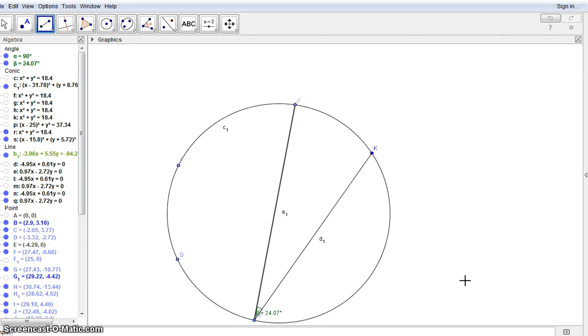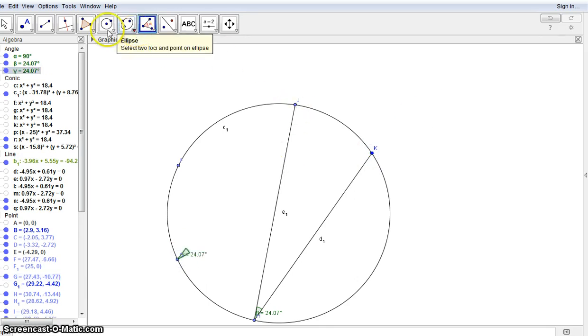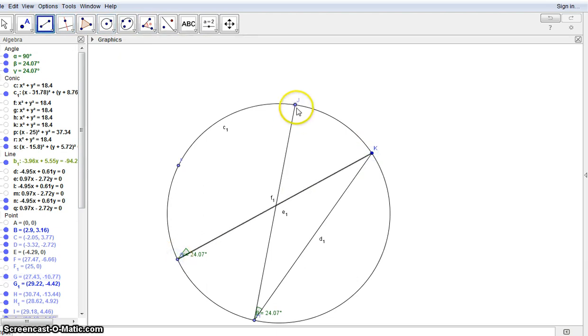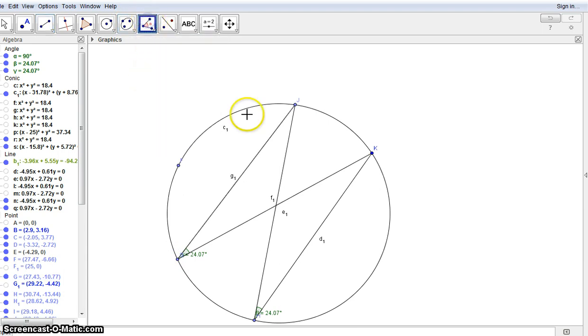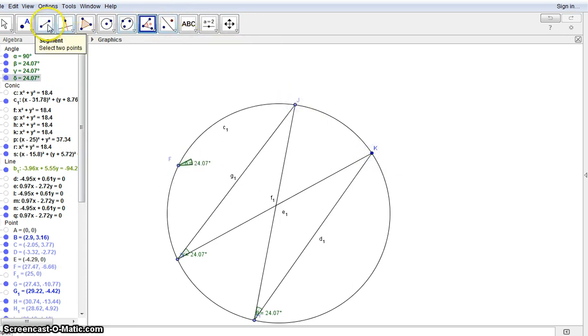So let's add an angle from K through G to J, the same intercepted arc. And then we see that the measures are the same. And then let's add the segments to highlight these angles. And let's do that one more time: K through F to J, and add the segments.